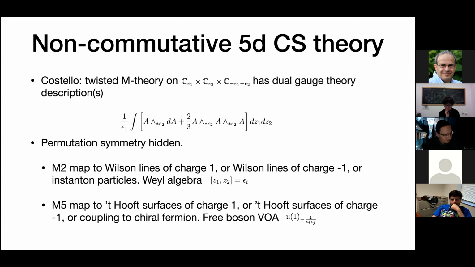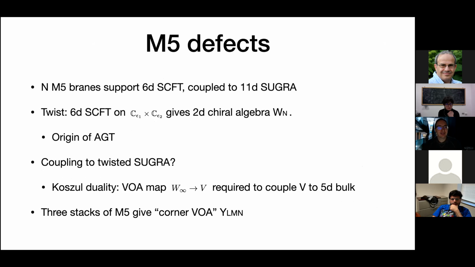Okay, but until here, everything can be done starting from a Lagrangian, right? If I have a single M2 brane or a single M5 brane, I know what the worldvolume theories are. I can omega deform them and I can see what happens. And I can compare them with the five-dimensional Chern-Simons description. Things become more interesting if you have stacks of M5 branes or M2 branes. For example, if I have a stack of N M5 branes, I know it should support the six-dimensional superconformal field theory with 2,0 supersymmetry, which is coupled to this 11-dimensional supergravity.